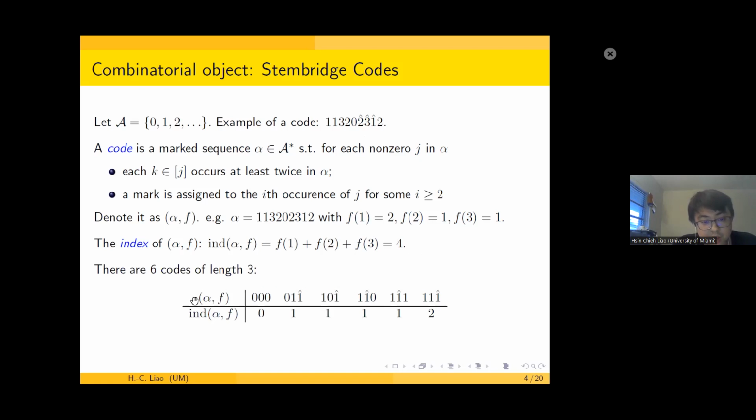And these are the examples of codes of length 3. So there are 6 of them. And if we look at the distribution of its index, you can kind of see it's 1, 4, and 1. So it's the same as the Eulerian polynomial.